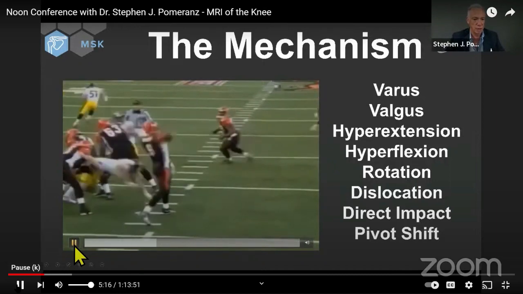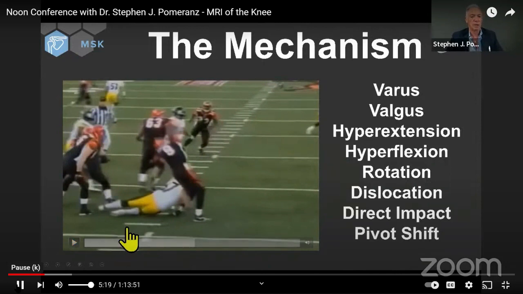This is our famed quarterback, Carson Palmer, who was injured by this evil Pittsburgh Steeler who fell on his knee. You can see the foot is externally rotated. The tibia is internally rotated. The femur is externally rotated. That's hard to appreciate. There is an outside valgus force applied against the knee. And most importantly, the toe is fixed on the turf. Had the toe been free, that injury probably wouldn't have been sustained.